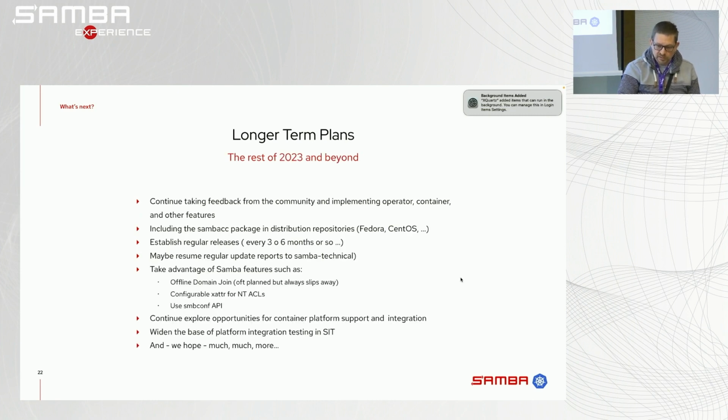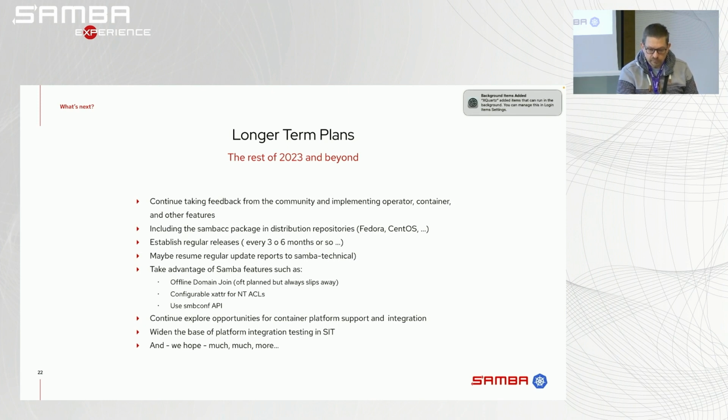So, longer term plans, the rest of this year and beyond. We want to take more feedback from the community and help implementing fixes and new features on operator and container, etc. So we would like to do what David did for OpenSUSE and include samba-cc directly in some distros, maybe Fedora and CentOS where we have a certain amount of influence still, for a start.